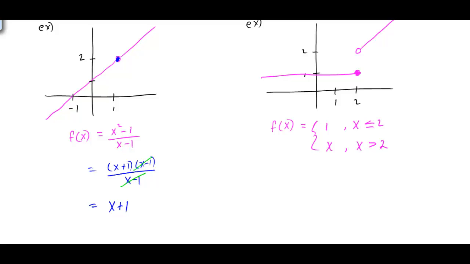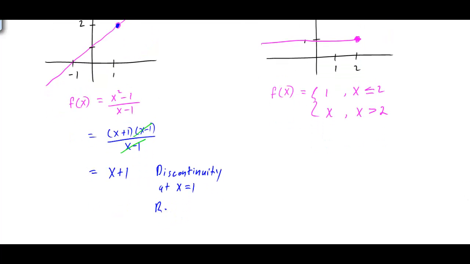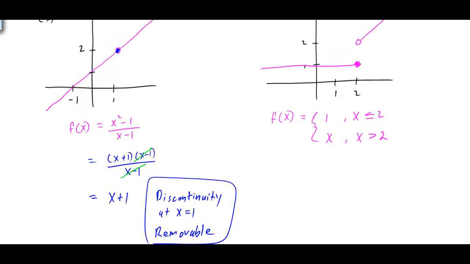So here we have a discontinuity at x equals 1, and it is considered to be removable. And you're going to notice that when you look at the graph, if there's just a simple hole in the graph, here we just have a straight line and there's just a hole there and then the graph continues. Typically, if you just have a hole in the graph, your function's discontinuity is going to be removable.